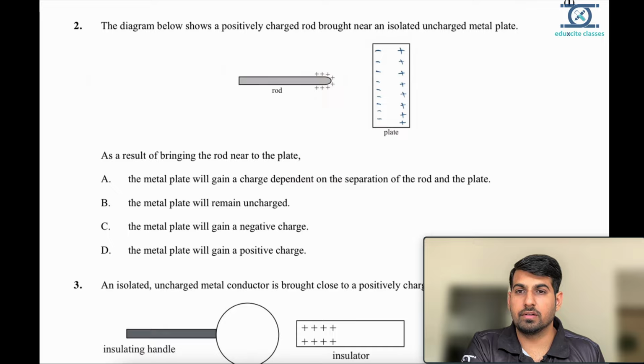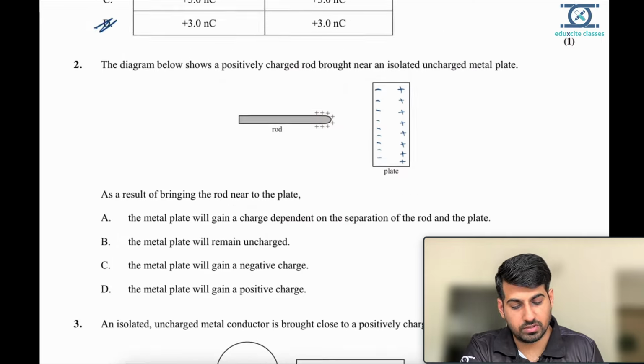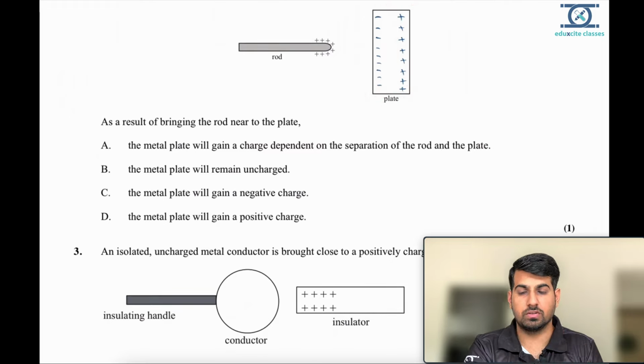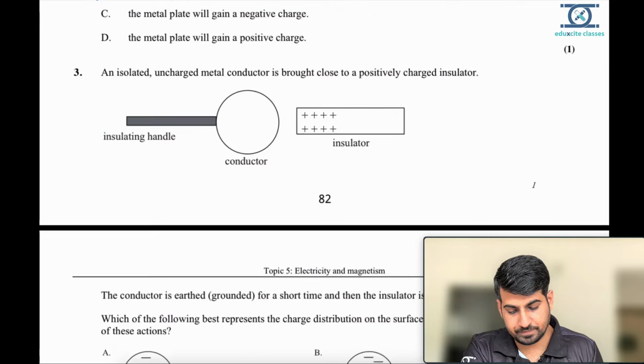Now look at the result options. The metal plate will gain, no, there will be no gain. The metal plate will remain uncharged. Yes, it will remain uncharged. Equal numbers of positive and negative charges will be present. Only a redistribution of charges will take place.